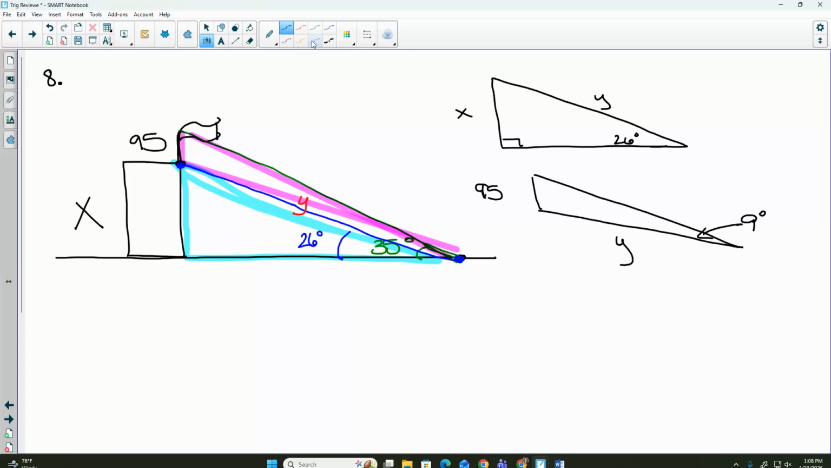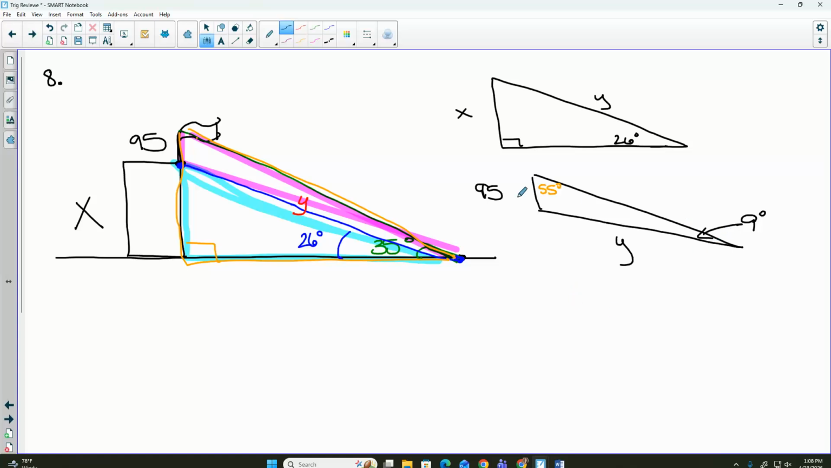We can also figure out this angle up at the top by using the entire triangle. Because I know in the entire triangle, this is 90. 90 minus 35, 180 minus 90 minus 35. So this little angle is 55 degrees. Is everybody with me to that point?